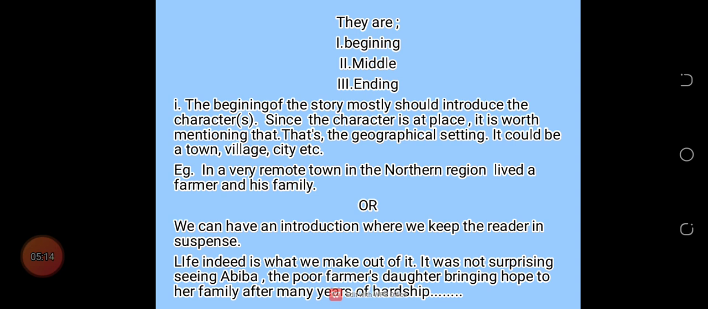Is that clear? Or we can also have an introduction where we keep the reader in suspense. This is the most interesting part of story writing, where you keep the reader in suspense. You introduce perhaps a line which gives just a background check on what exactly you want to talk about. Like you have this: life indeed is what we make out of it. It was not surprising seeing Abiba, the poor farmer's daughter, bringing hope to her family after many years of hardship. So the reader is able to gather some information.